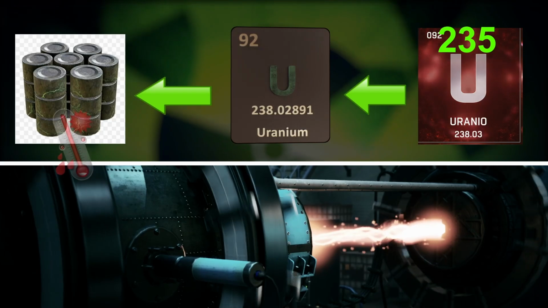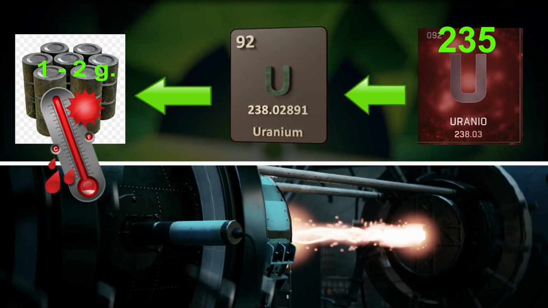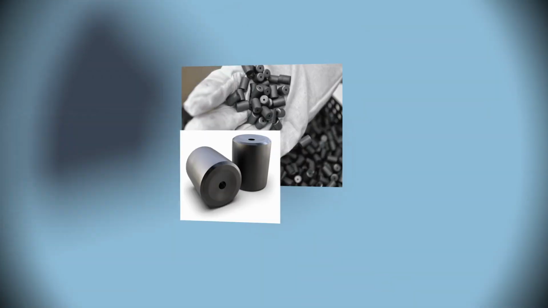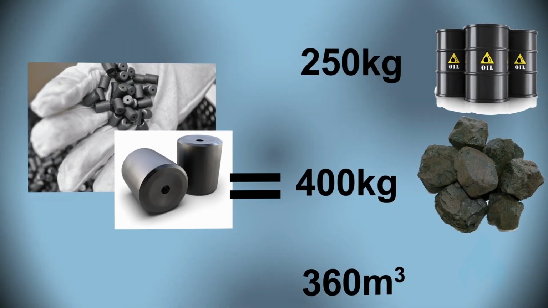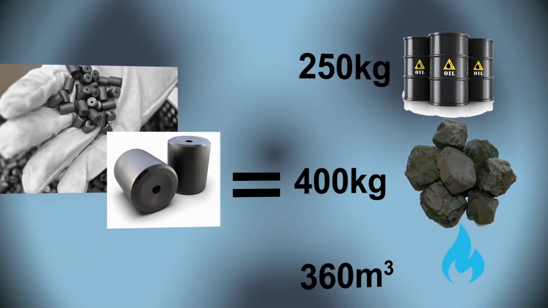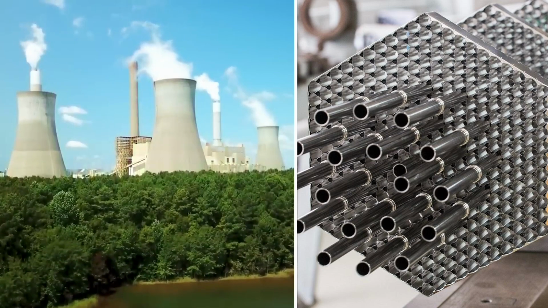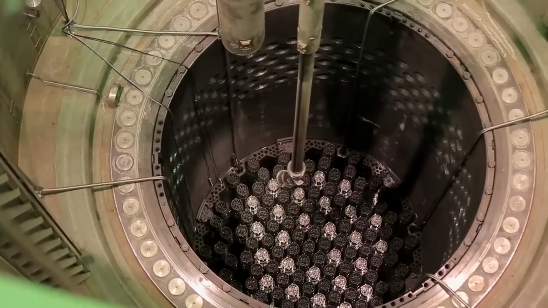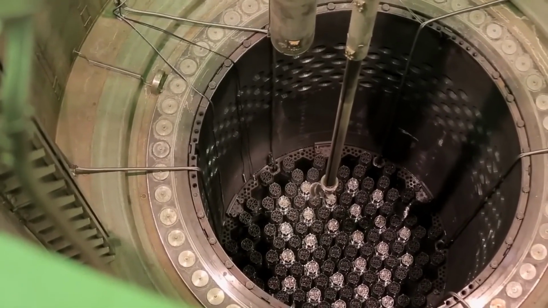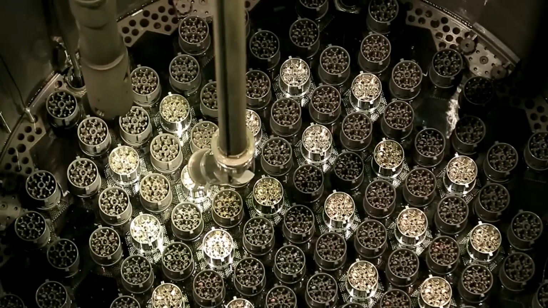The pellets weigh just a few grams, but have a large energy potential equivalent to 400 kilograms of black coal, 250 kilograms of crude oil, or 360 cubic meters of natural gas. The pellets are placed in heat-producing elements, fuel rods, sealed tubes made of zirconium alloy. The fuel rods are assembled into individual cassettes. One cassette may contain several hundred fuel rods, and the nuclear reactor core may contain several hundred cassettes.